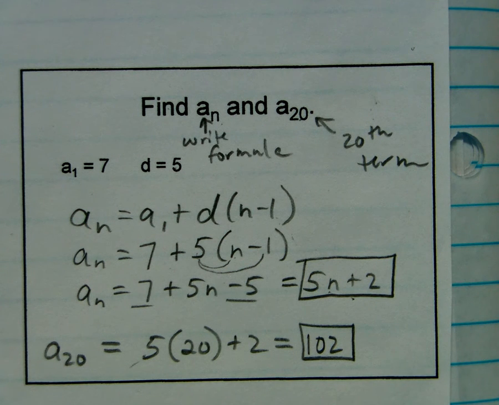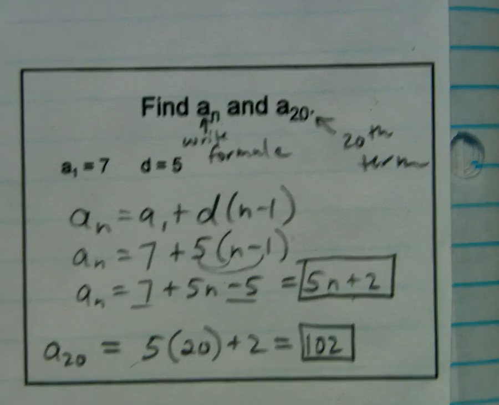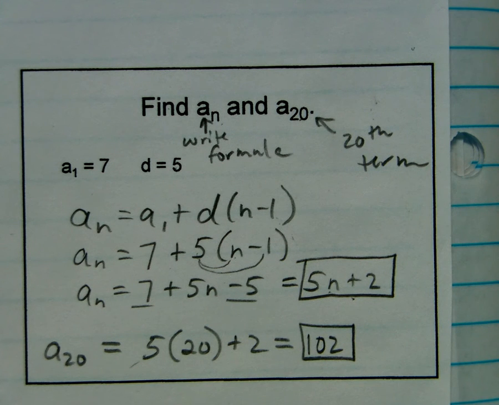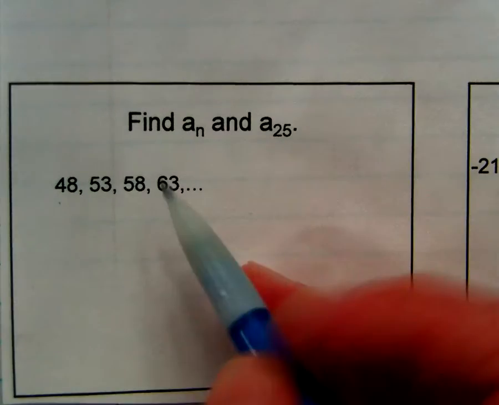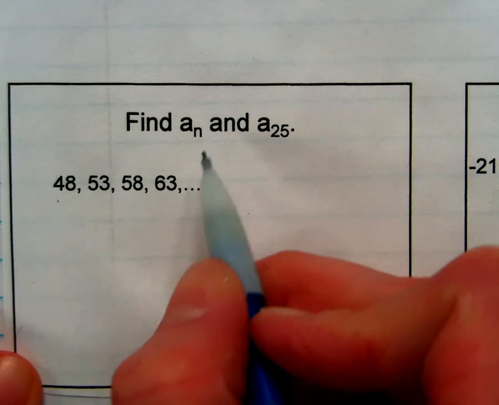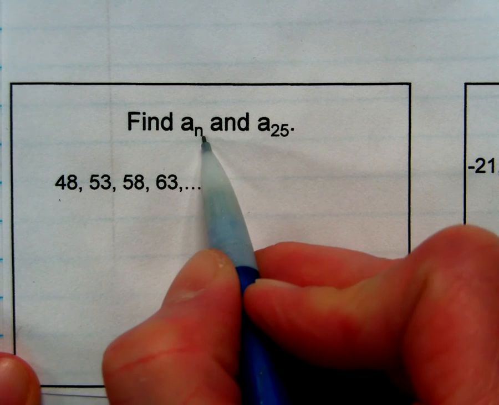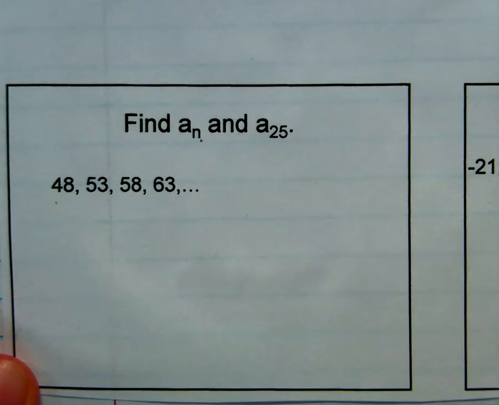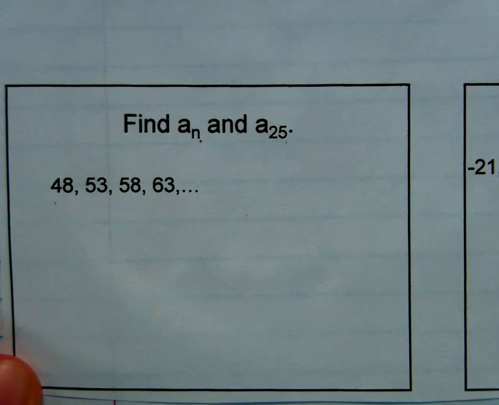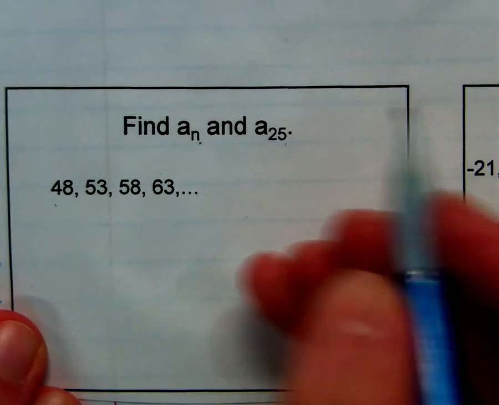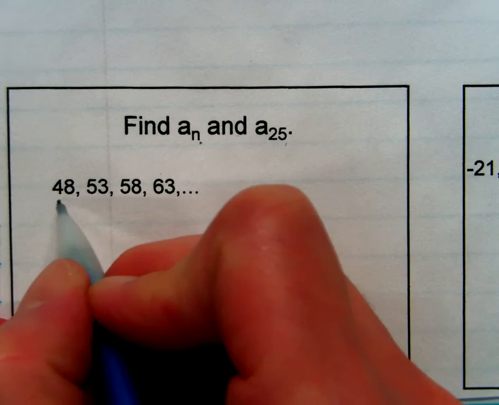Okay, so they're not always just going to give you the information here. This is the first term and the difference. Sometimes they're going to give you the actual sequence, and you have to find stuff. So this time they're going to give us a sequence. Same directions, find AN, which means write the formula, and then find the 25th term this time. And so we can still get the information that we need.